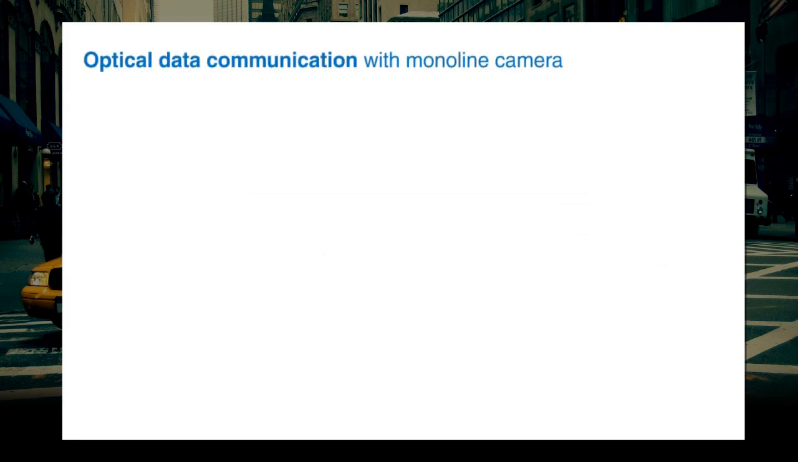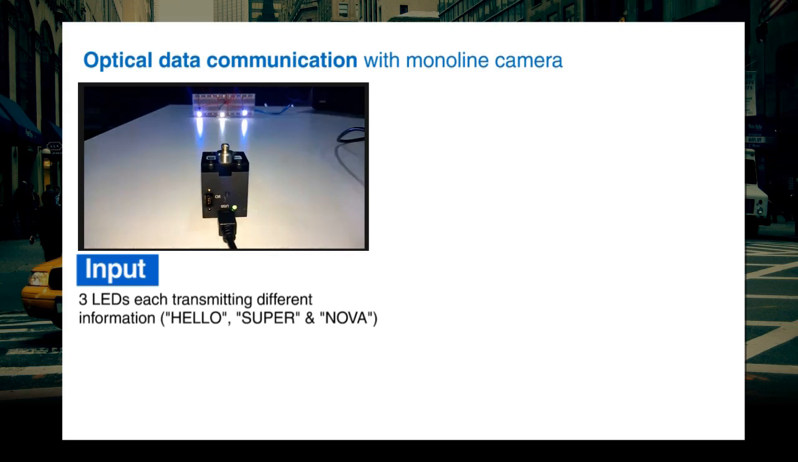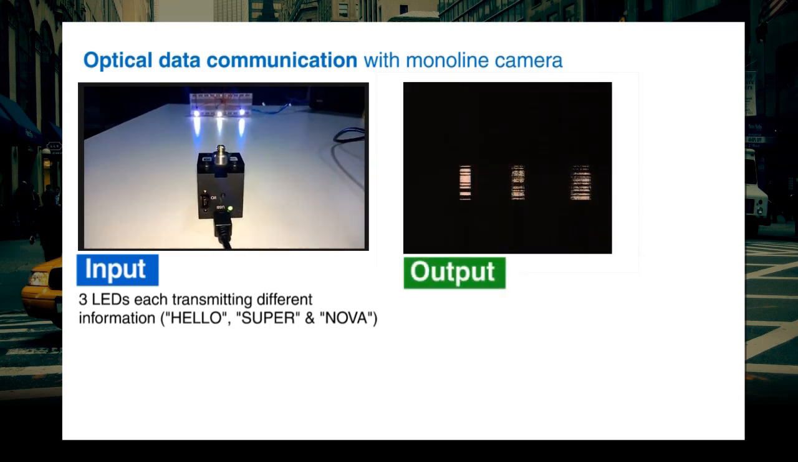We now show how monoline camera can be used for optical data communication. We can see three LEDs each transmitting different information. The Thorlab sensor has 1024 rows and 1280 columns. Each LED can transmit 1 bit for each of the 1024 rows on each captured frame, and this can be decoded by the sensor. At 25 fps, this means that each LED can transmit 25,600 bits per second.